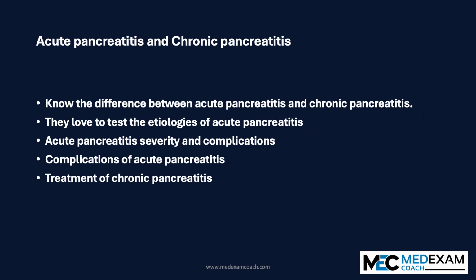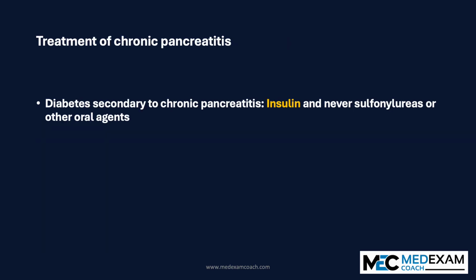And I promise the final thing is treatment of chronic pancreatitis. Chronic pancreatitis, most commonly due to alcohol, results in destruction of the pancreatic parenchyma and pancreatic calcifications. This leads to destruction of the islet cells which produce insulin, and you get diabetes. And the treatment for diabetes secondary to chronic pancreatitis is insulin. It's never sulfonylureas or other oral agents. They're missing insulin, so they need insulin supplementation if they have diabetes.